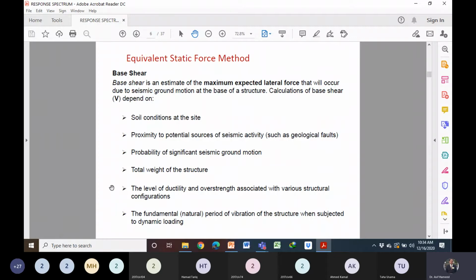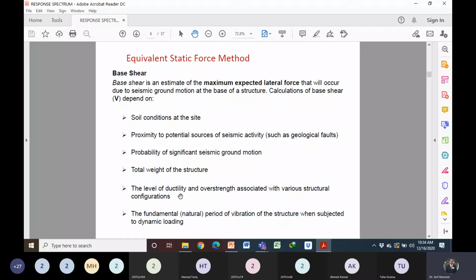And then they also consider the dynamic properties of the structure. The main factor is the weight of the structure, because inertial forces are a factor of the weight of the structure. Then the fundamental time period of the structure is also very important. So they consider the weight and the time period of the structure, and also the type of the structure. The structure is ductile or brittle. It can absorb the energy after yielding or not.